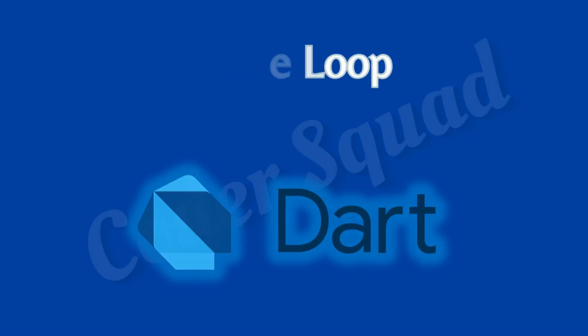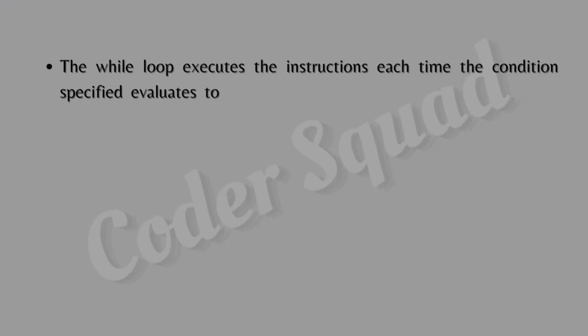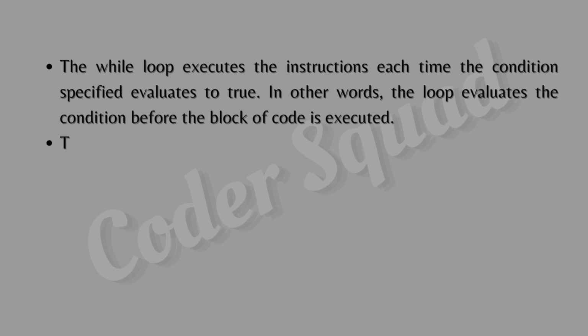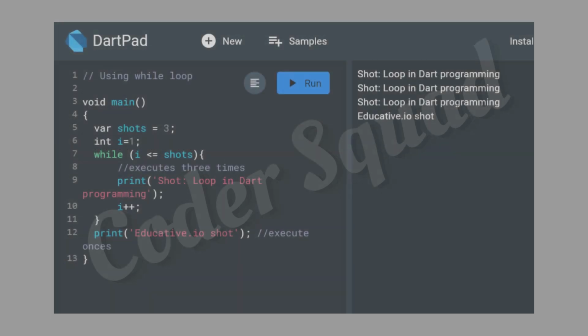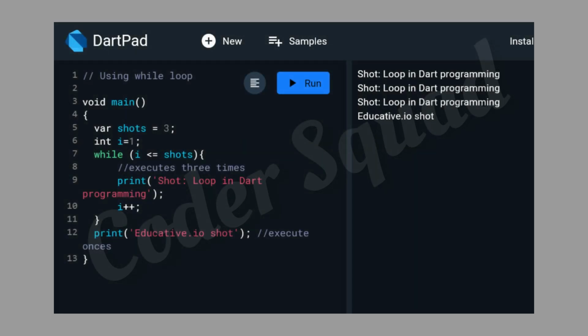The while loop in Dart is used to execute a block of code repeatedly as long as a condition is true. It evaluates the condition before each iteration. Let's explore how to use a while loop in Dart.